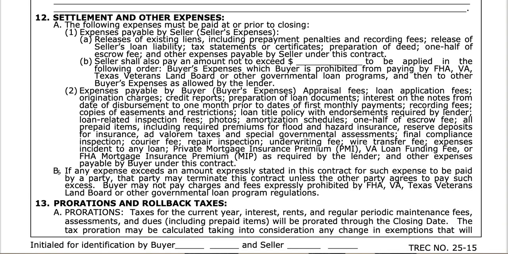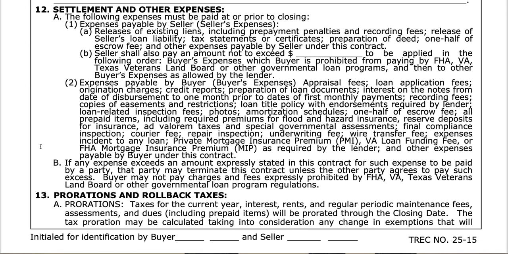If any expense exceeds an amount expressly stated in this contract for such expenses to be paid by a party, that party may terminate this contract unless the other party agrees to pay such excess. Buyer may not pay charges and fees expressly prohibited by FHA, VA, Texas Veterans Land Board, or other governmental loan program regulations. Once again, I recommend talking to some lenders about this and getting that information from them so it's accurate and coming straight from the lenders.